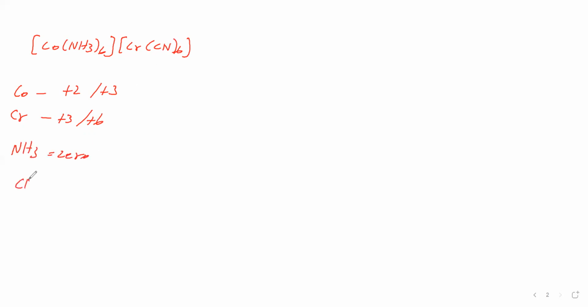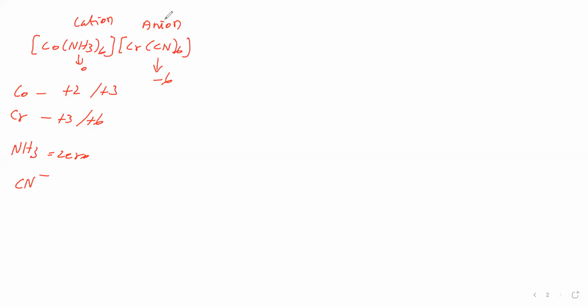Cyanide is CN minus, net charge is -1. Therefore 6 times cyanide means -6 is there. Here 0 is there. Now see, one should be cation, another should be anion. Generally we will write cation first and anion next. It is general. Sometimes we can write anion first, cation second.